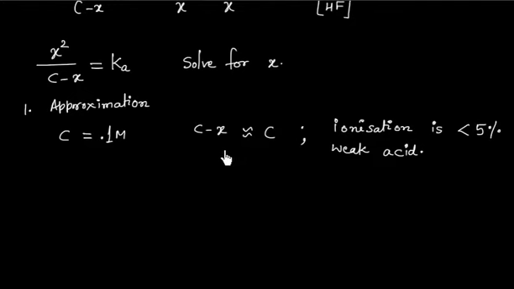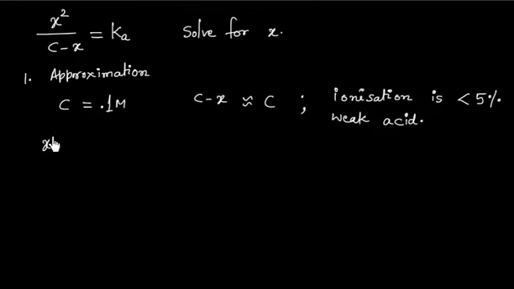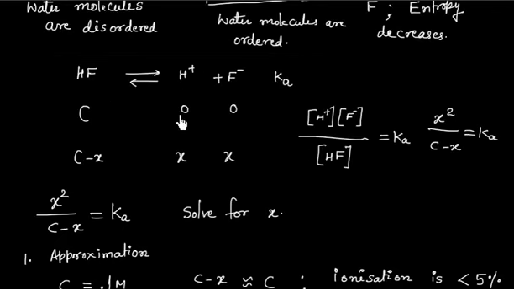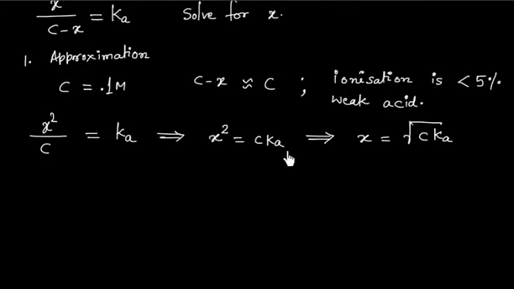So you have to check this approximation in the end also. Let us apply this approximation. So I have x squared, and now C minus x can be written as C. This is equal to Ka. So from here I can find x squared is equal to C into Ka. From here we can write x is equal to under root C into Ka, and x is nothing but the concentration of H plus. So now I have the H plus concentration equal to under root Cka.